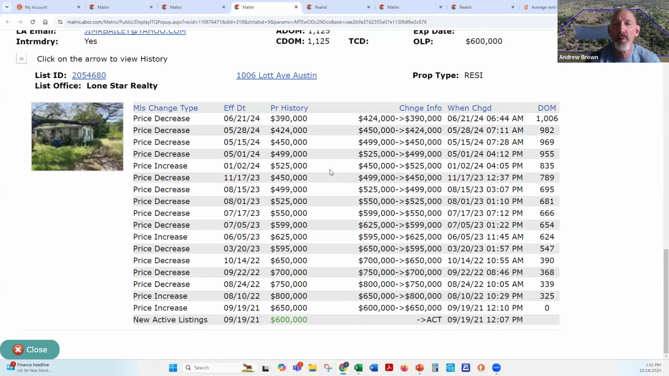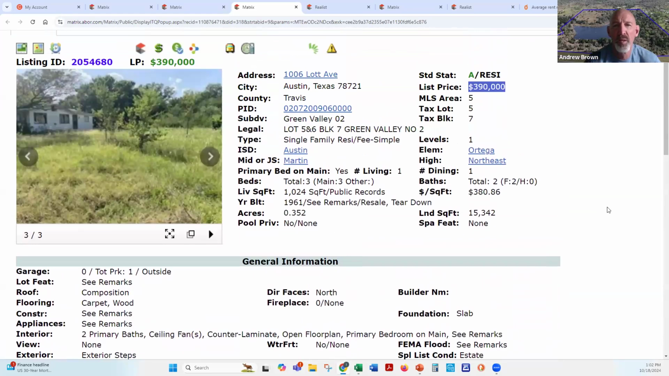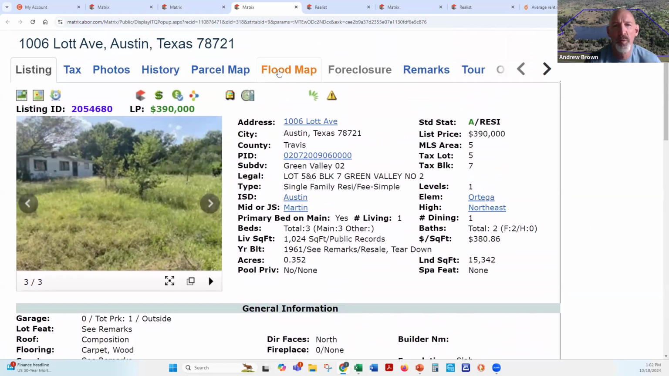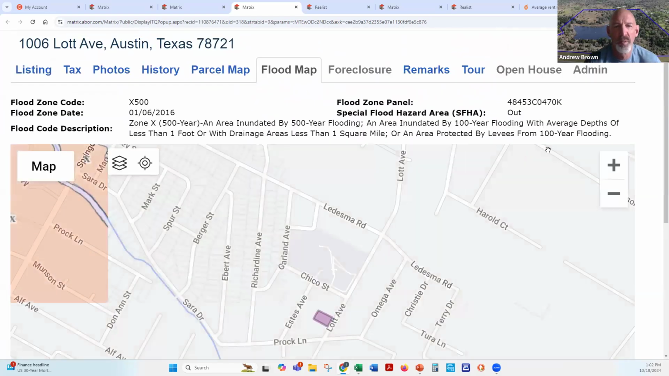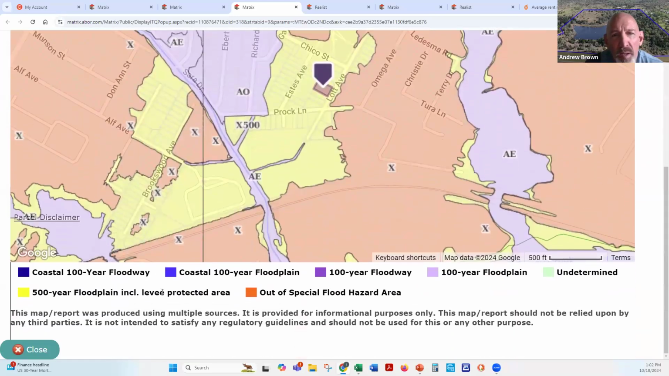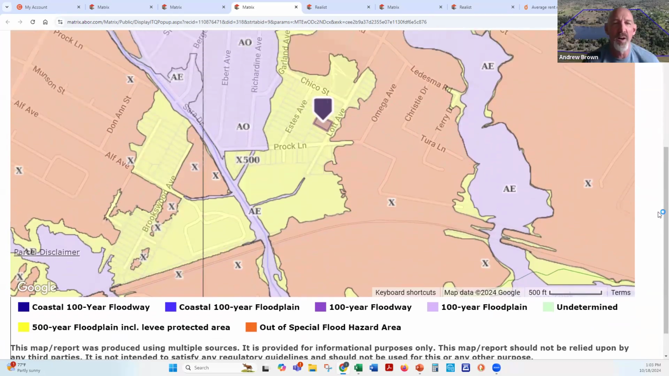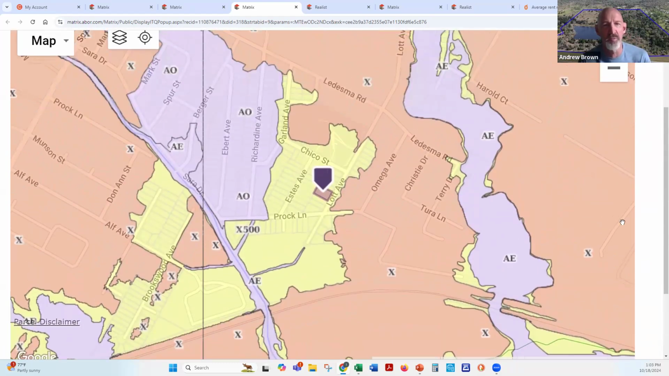Do me a favor, scroll up. Keep going all the way to the top. See if it's in the floodplain. Flood map. Yeah, 500 a year. That's not horrible. I thought it was in the 100 because I know that area. Everything you see there in purple is concerning. Yes. Okay. So we found some deals for us to follow up on.